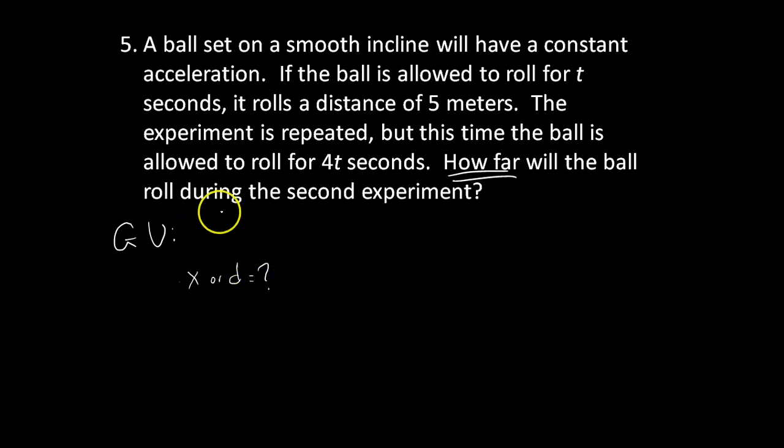So our unknown's a displacement or a distance, and we don't know what it is. Okay, then let's look back in here. A ball set on a smooth inclined plane will have a constant acceleration. So acceleration is constant, meaning it is the factor multiplied by 1. If the ball is allowed to roll for t seconds, it rolls a distance of 5 meters. The experiment is repeated, but this time the ball is allowed to roll for 4t seconds. So we're multiplying time by 4. Now, we've got to find an equation that has acceleration, time, and distance or displacement, and hopefully you know this one. Displacement is equal to 1/2 at squared. All right, and so it's already solving for displacement, so we don't need to rearrange it.